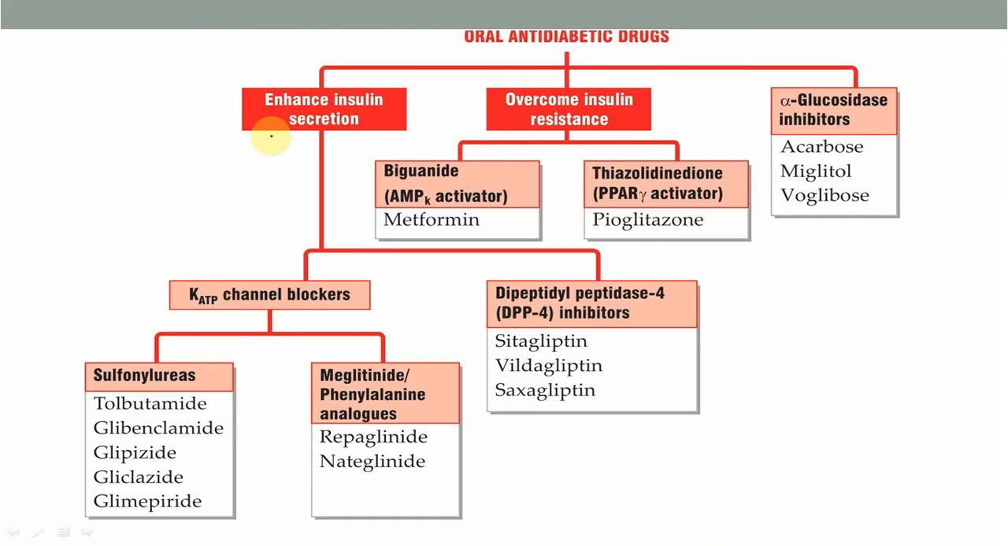This is a classification of oral antidiabetic drugs. It is of three types. One is on the basis of enhancement of insulin secretion, which further divides according to mechanism of action into KATP channel blockers and DPP4 inhibitors. Another is drugs that overcome insulin resistance: biguanides or PPAR gamma activators. And the other is alpha glucosidase inhibitors.